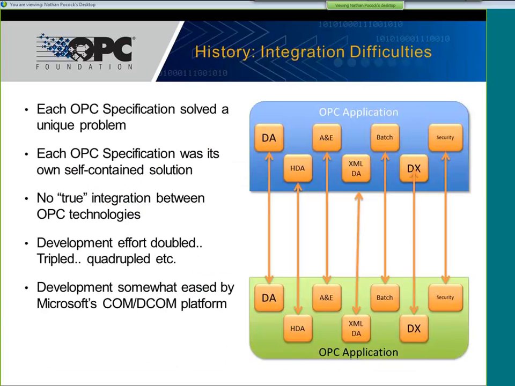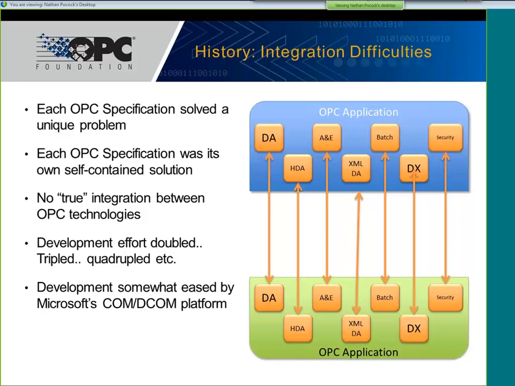So going back to the model that I said a moment ago that had a couple of flaws. We're looking at OPC Classic here, where we've got a client and a server application. The colors, you can choose which is which. But the problem we had was each of these different specs were as separate as can be. So a DA client could only talk to a DA server.